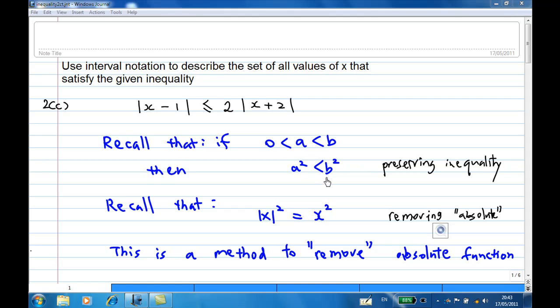Recall that if a and b are positive numbers and a is less than b, then we know a squared will be less than or equal to b squared. This will help us resolve the inequality. Recall that absolute value of x squared is also equal to x squared. This will help us to remove the absolute value. Now apply this to this inequality.